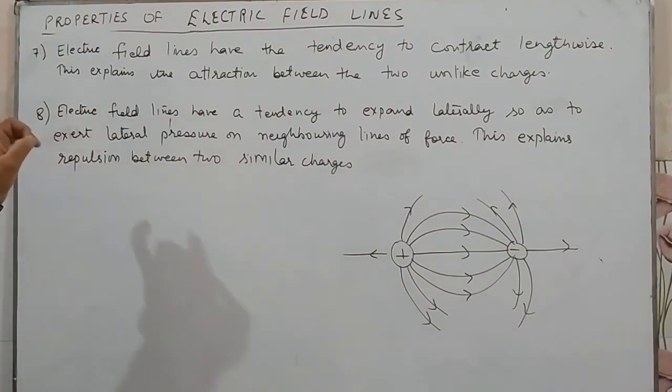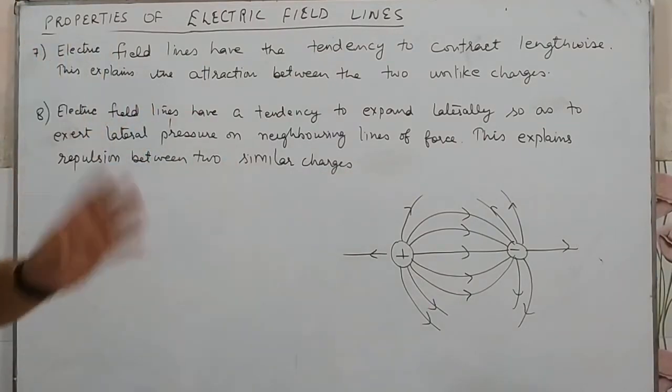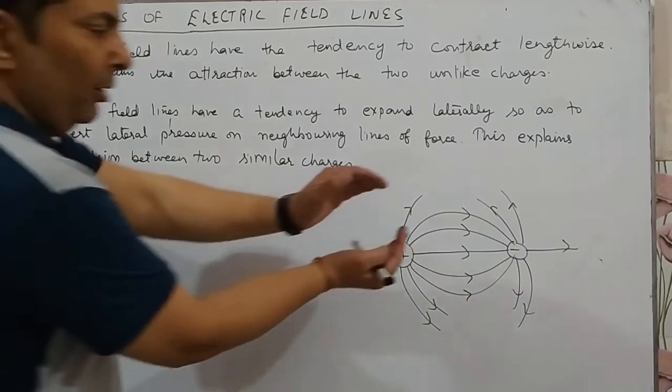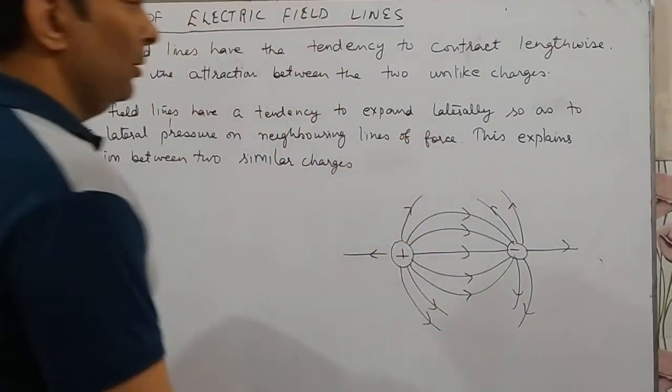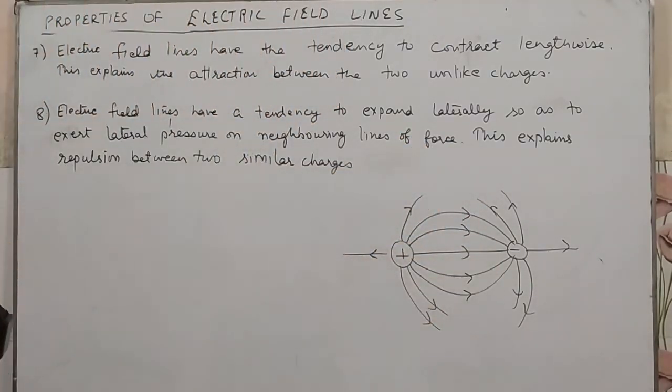Similarly, the next property is that electric field lines have a tendency to expand laterally. You can see they are expanding laterally. This exerts a lateral pressure on the neighboring electric field lines, which corresponds to the property that two similar charges repel each other. With this, we conclude the properties of electric field lines.